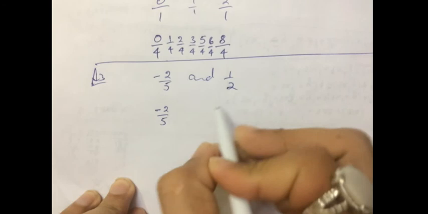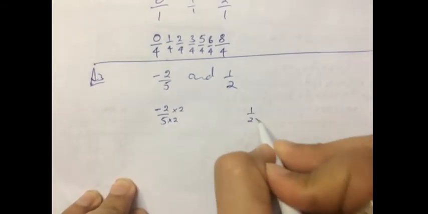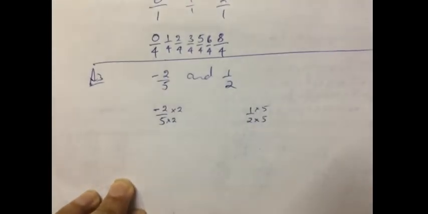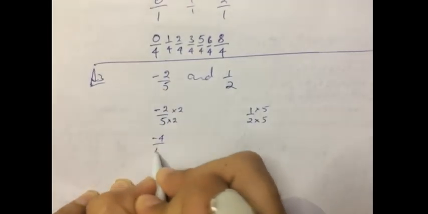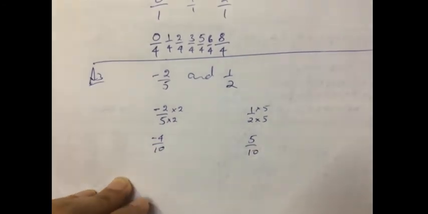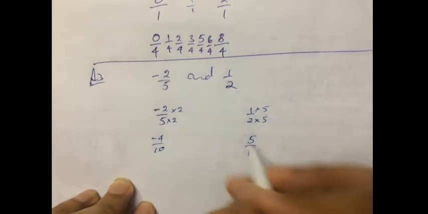It will be minus 2 by 5 into 2 into 2, and this will be 1 by 2 into 5 into 5, so that both the denominators are 10. This will be minus 4 by 10 and this will be 5 by 10. How many numbers are there in between?